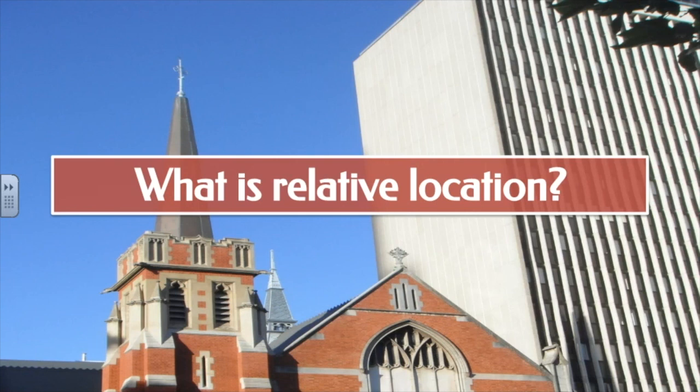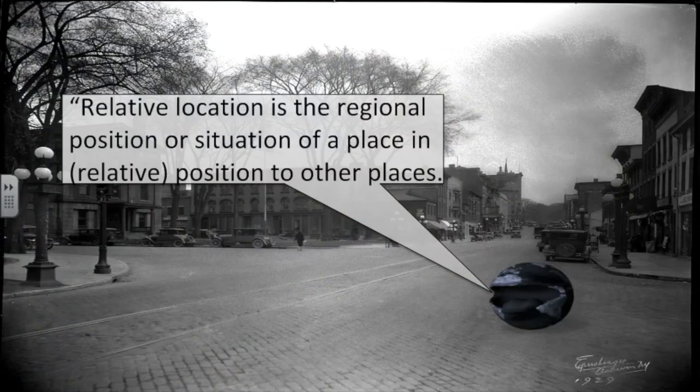First thing we're going to talk about today is what is relative location? Relative location, a pretty general answer, is the regional position or situation of a place in relation to other things. It is how it is relatively located, and that's where we get the term relative location. Where is it in general? Not specific, just in general.